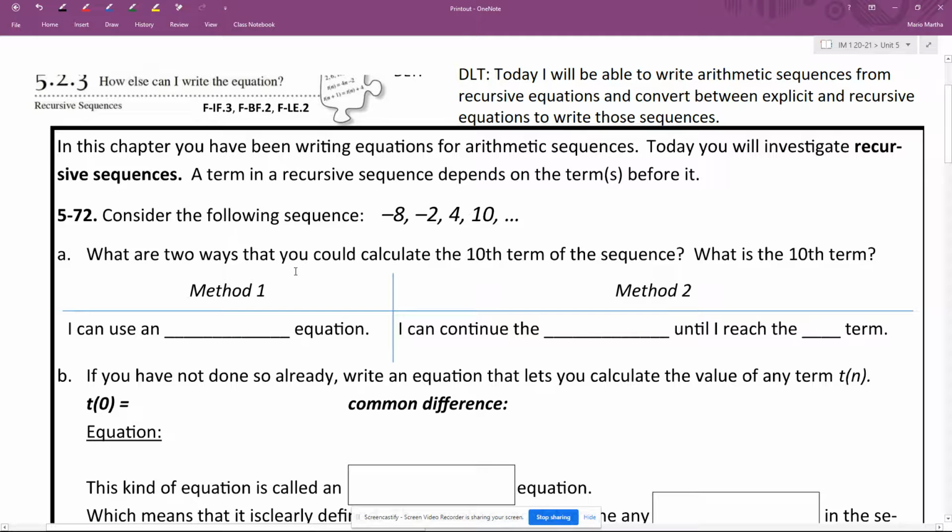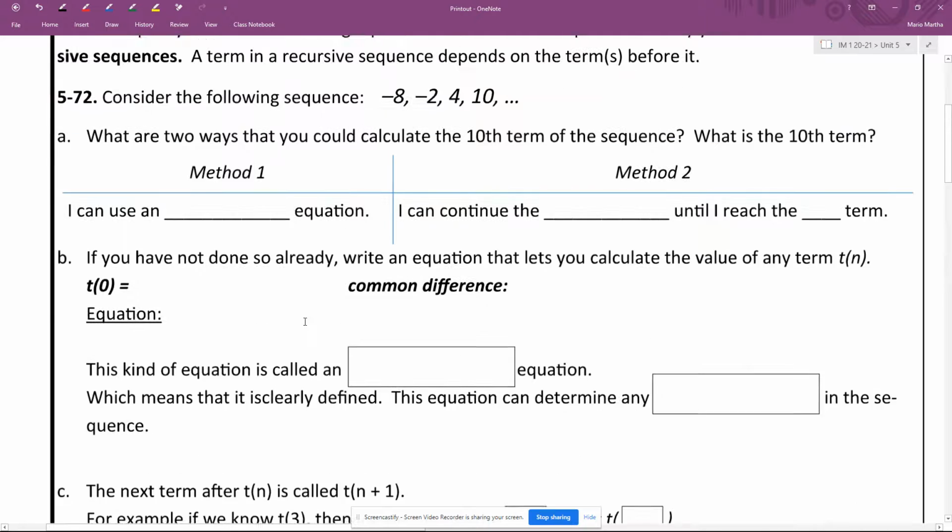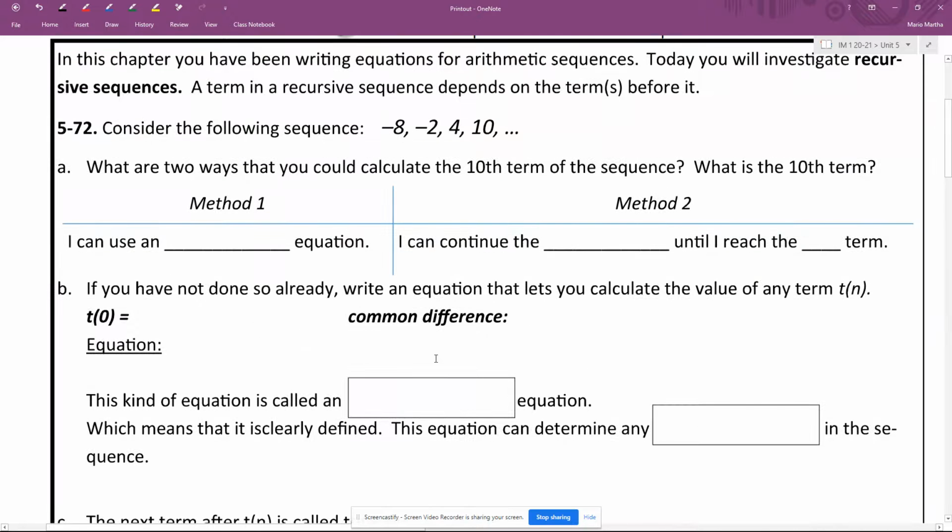Part A, what are the two ways that you could calculate the 10th term of the sequence? And what is the 10th term? So method one is what you have been learning before, which is I can use an explicit equation. And to do that, we have to figure out what t of 0 is, our 0th term, not our first term.